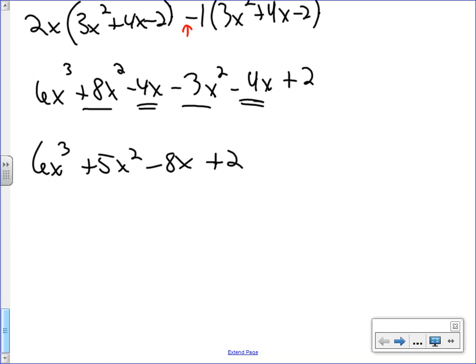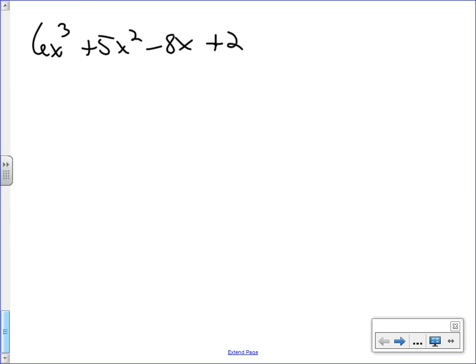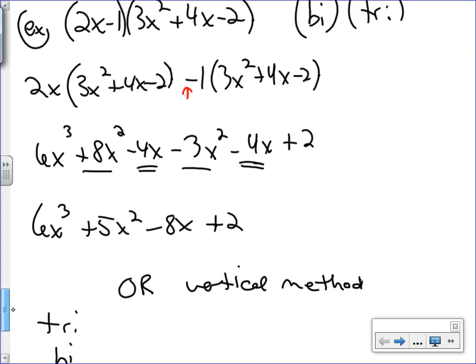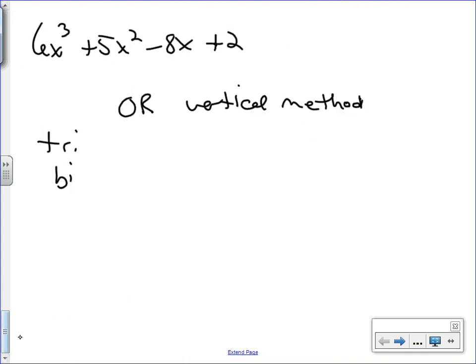Or the vertical method. If you do the vertical method, put the trinomial on top. It makes the work fall out a little bit easier. Put the trinomial on top and the binomial on the bottom. Okay? And we want to get them lined up correctly. I have to just go back up so I can see it. 3x squared plus 4x minus 2. So 3x squared. Somebody double check me that I copied that right.